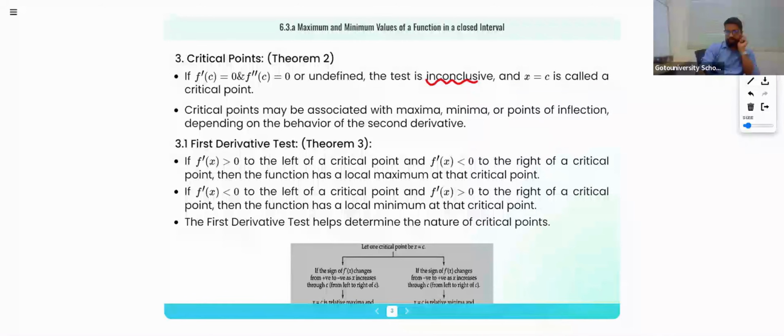So the first derivative test, the theorem, these theorems you can go through. Right. So can you please read this theorem quickly?